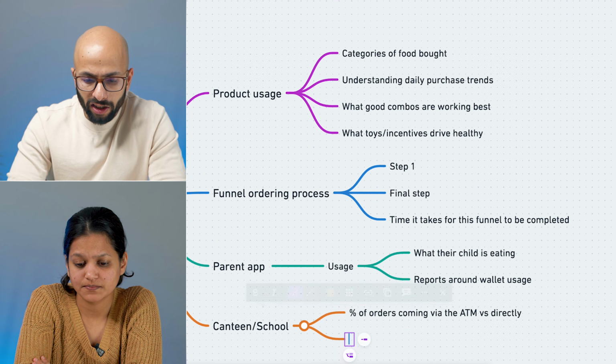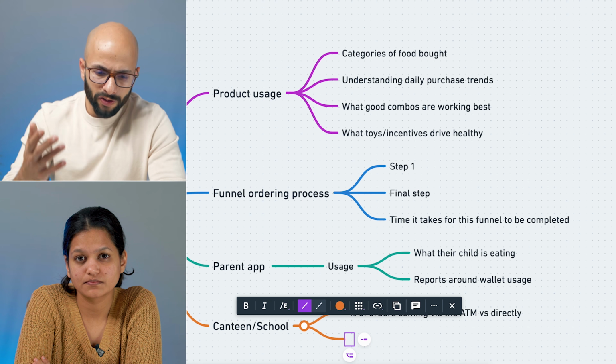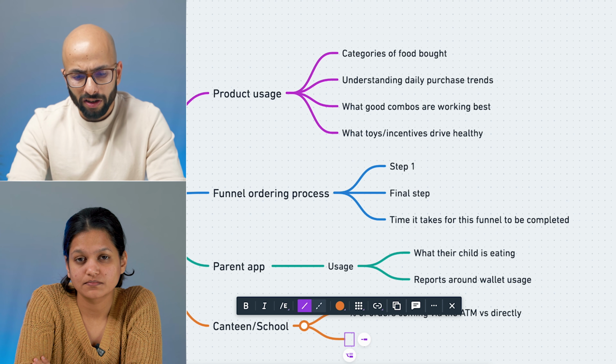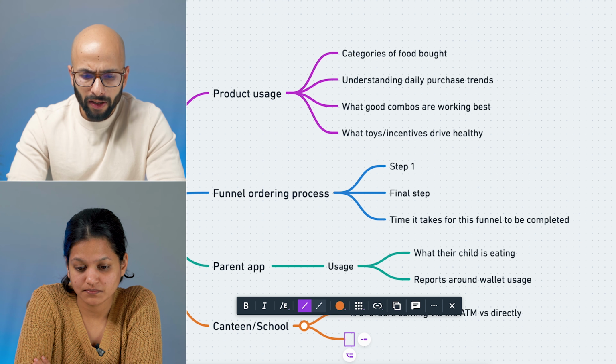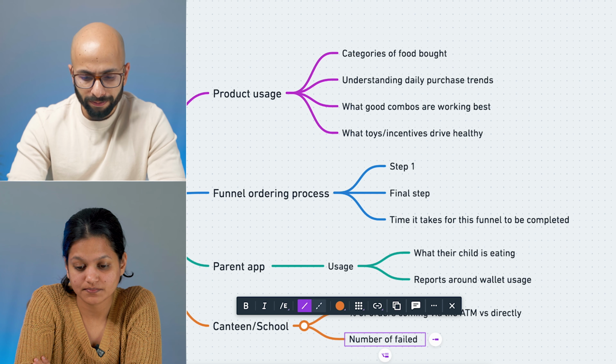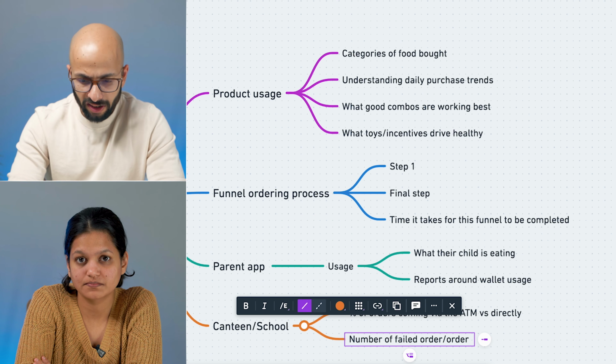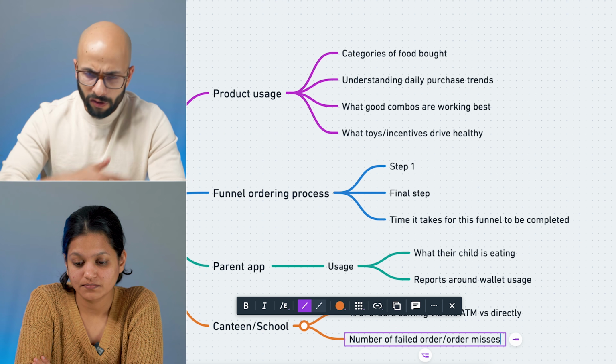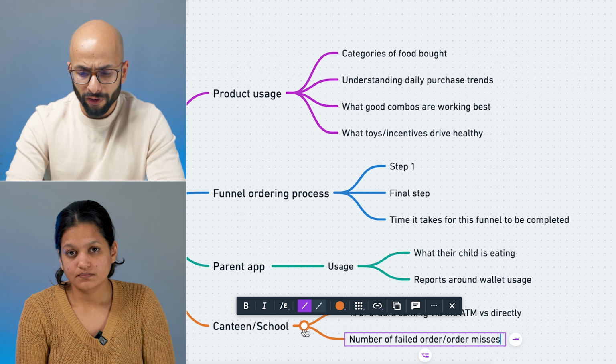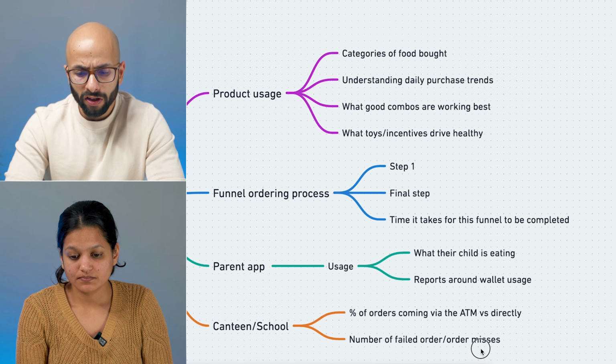The other things that I would obviously want to track on the school side is basically the number of failed orders or order misses, meaning a wrong order getting placed, so that we can keep improving the product. This is primarily for improving, this is primarily for growth.